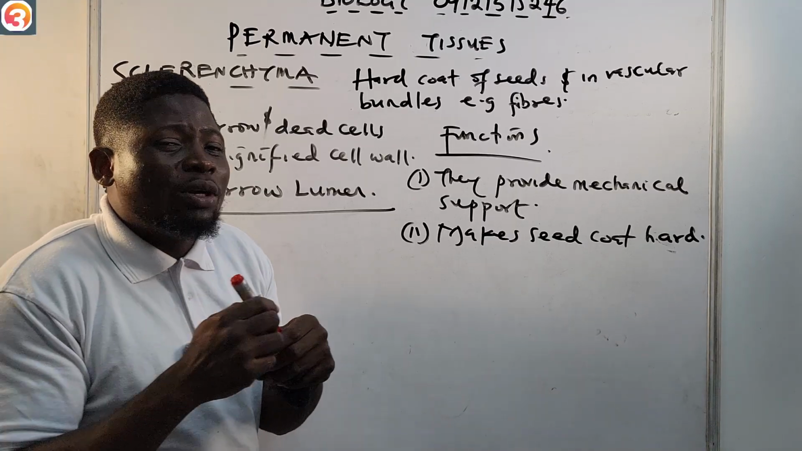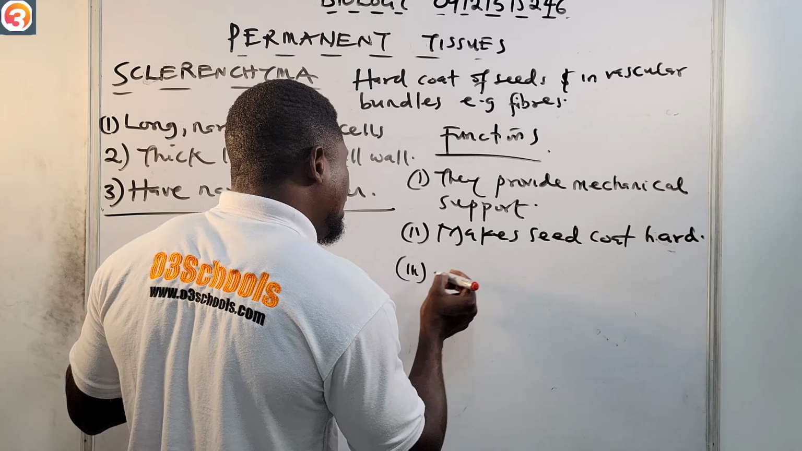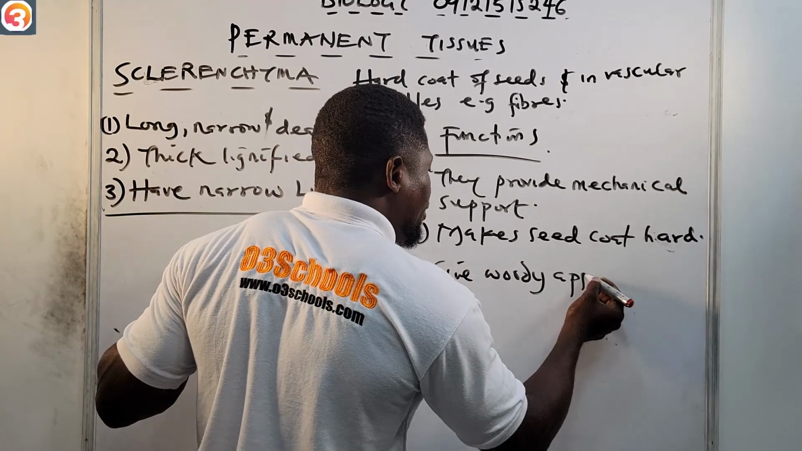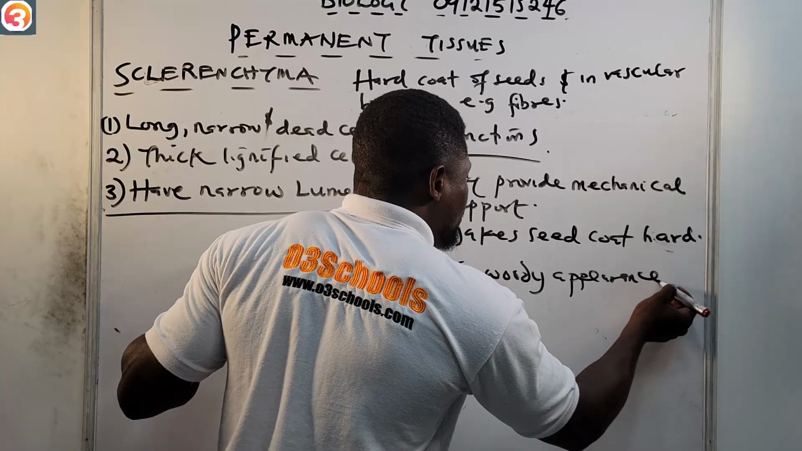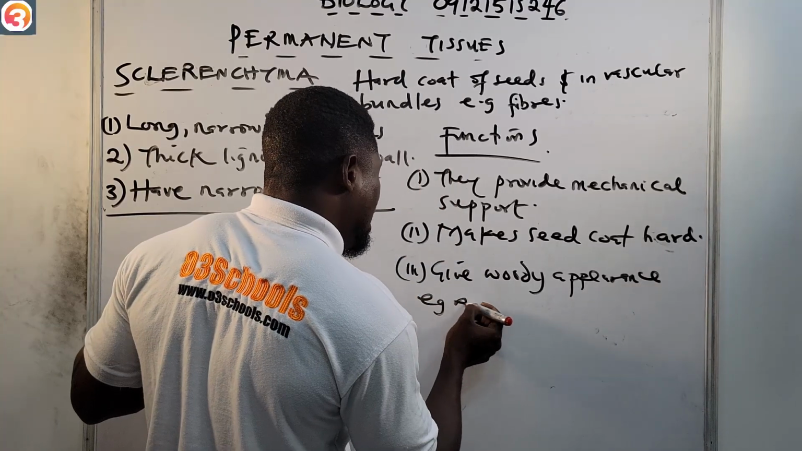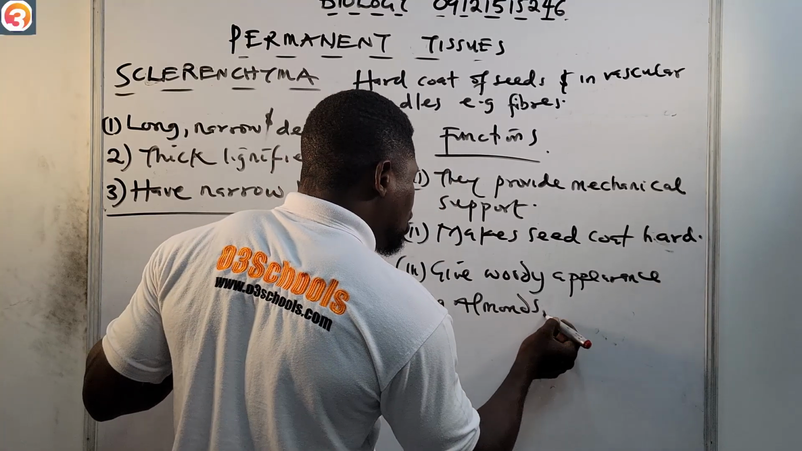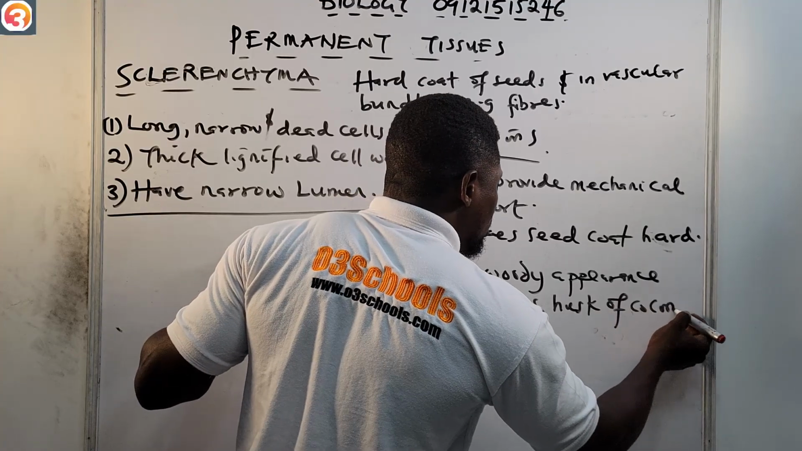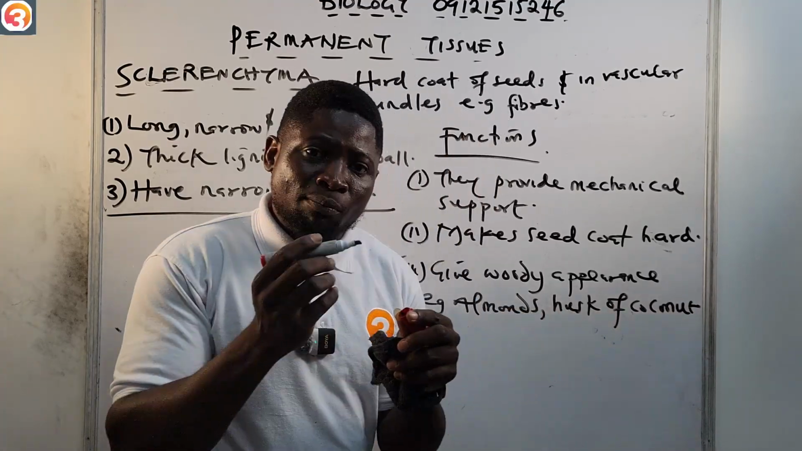Also, they give a woody appearance. Number three, they give woody appearance. For example, in almonds, the husk of coconuts. I don't know if you have seen an almond before.